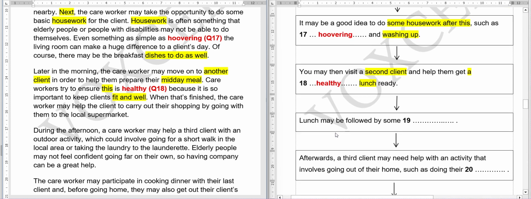So next question, lunch may be followed by some. So we know that later you should do something. Let's see, followed by what type of activity? When that's finished, the care worker may help the client to carry out their shopping by going with them to the local supermarket. So our answer is in this particular sentence, and it's quite evident. It's staring right at you, and the time starts now.